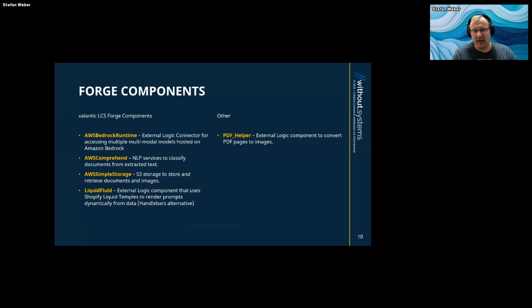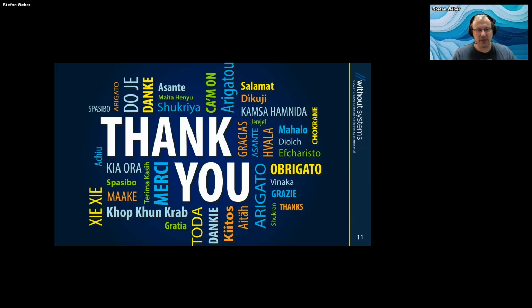And regarding image transformation or PDF transformation, you will find one component on the Forge, PDF Helper, which allows you to convert PDF pages into images, but without transformations. So it's only extracting the images. That's it. And that's pretty much everything.